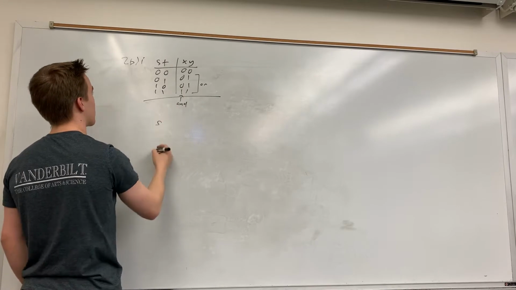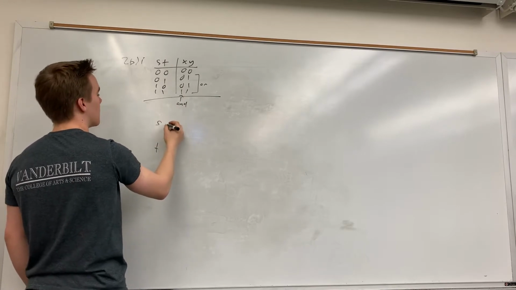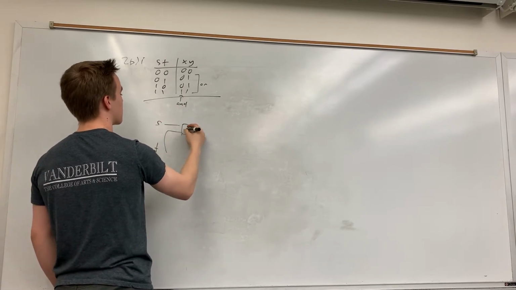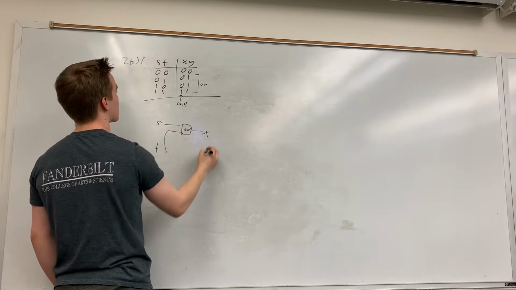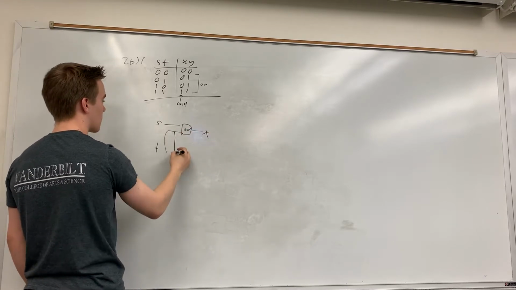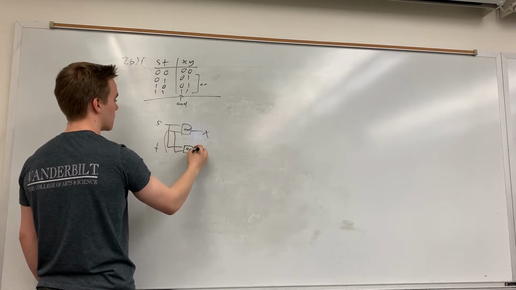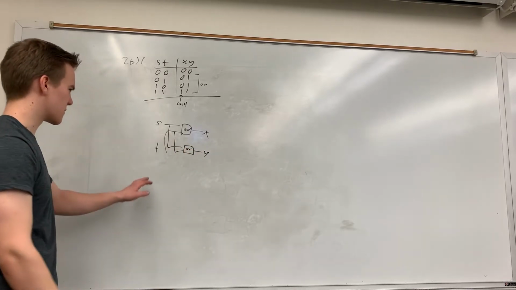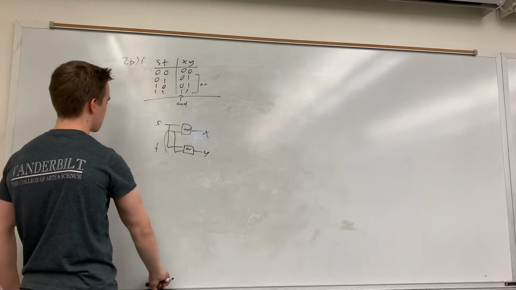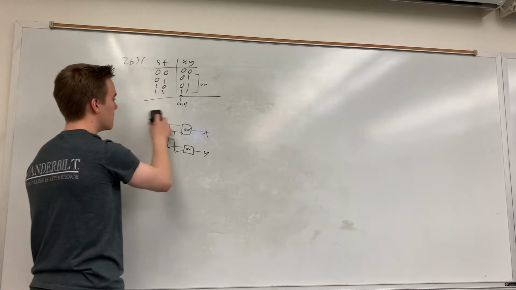So all we have to do is say here's s, here's t. Let's make an and that will be our x. Let's make an or, and that will be our y. Something like that. I do this really poorly, but that's all you need to do for 2bi, I think.